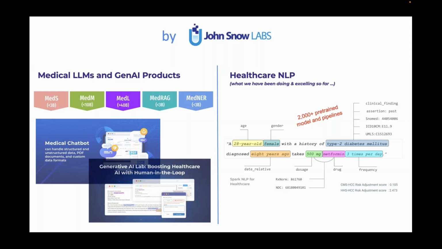And then we have LLMs, which start at about 1 billion plus parameters, at least for now. For that, we have Med-S, that's 3 billion, Med-M, that's 7, 8, 10 billion, even up to 11 billion. And then we have large, 40 billion, 70 billion, etc. So these are the general purpose medical LLMs that we have.